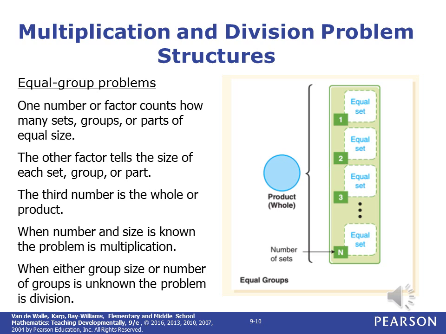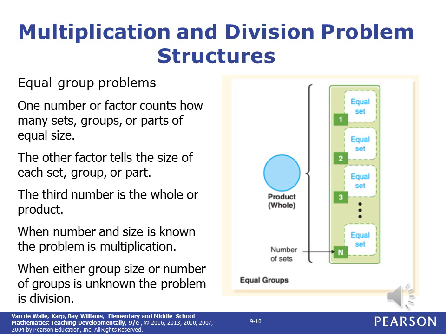It is important to know that these structures are used not only for multiplication but also for division because they're inverse operations. Within the equal group problem, which is usually the first way that multiplication is introduced, you have one number, which we call factor, and it usually represents how many groups are involved.